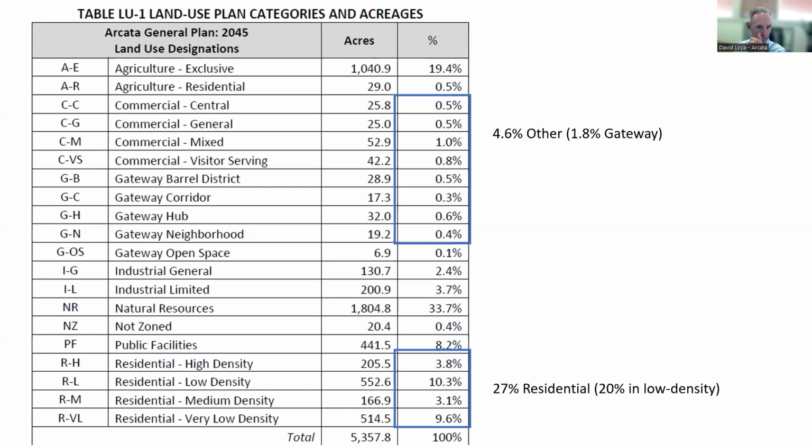But altogether, between these other zoning types and residential zoning types, you're looking at around 32% of the land area in a zoning type or a land use designation type that would allow for housing development.